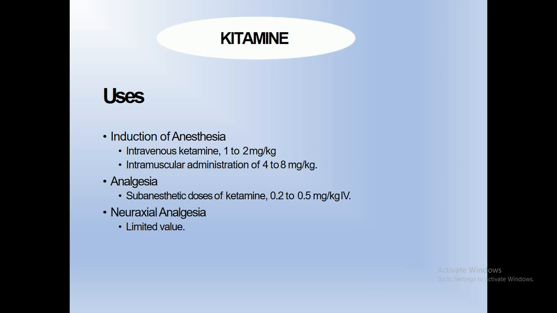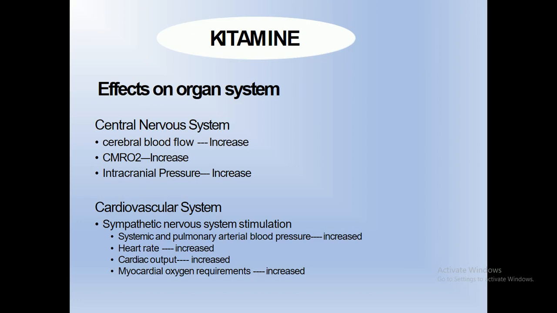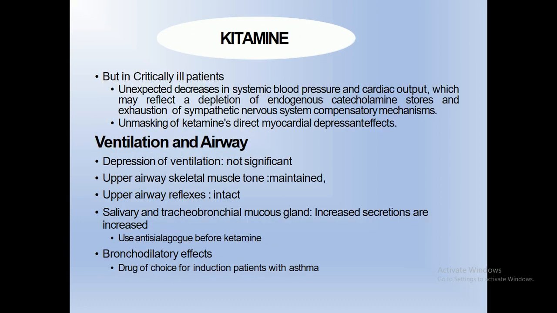Ketamine produces analgesia. Sub-anesthetic dose of ketamine is 0.2 to 0.5 milligram per kg IV, and for neuraxial analgesia it is of limited value. Ketamine has different pharmacological effects on different systems. In the central nervous system, it increases cerebral blood flow, CMRO2 and intracranial pressure. On the cardiovascular system, there is sympathetic nervous system stimulation, so systemic and pulmonary arterial blood pressure increase, heart rate increases, cardiac output increases, and myocardial oxygen requirement increases.